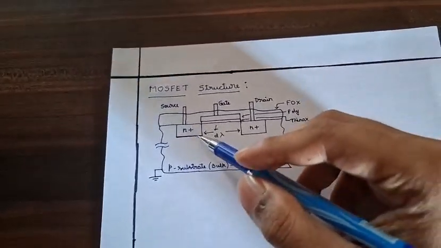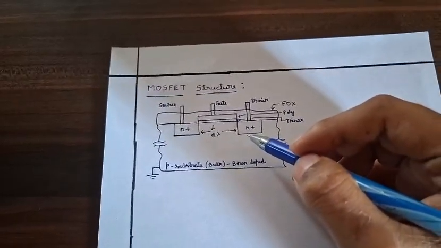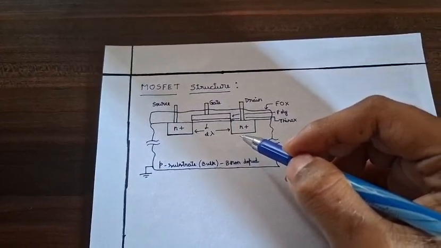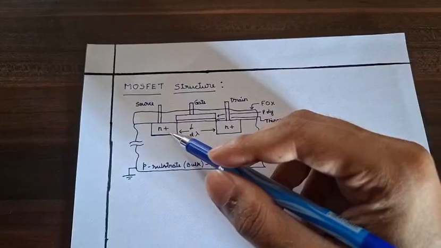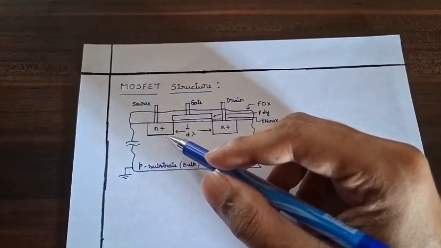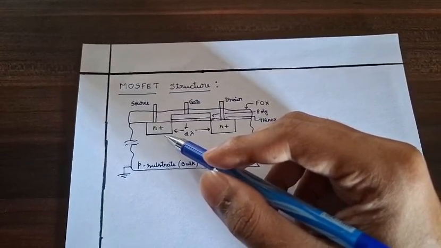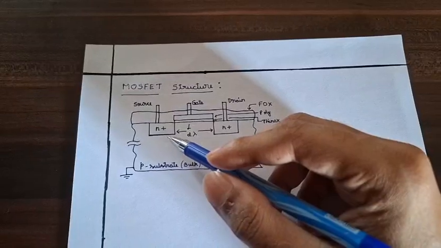And these are the two N plus regions, or the N-type well, and the plus sign indicates that it is heavily doped with the donor impurity atoms, for example phosphorus or arsenic.